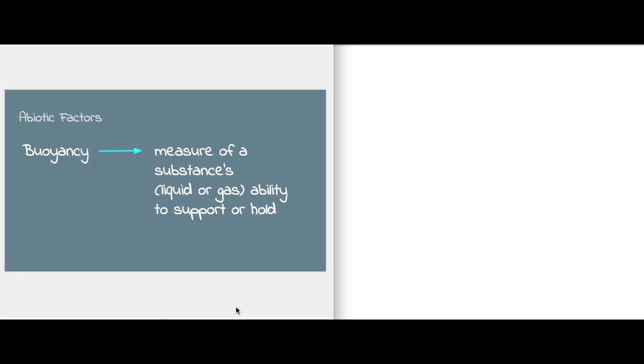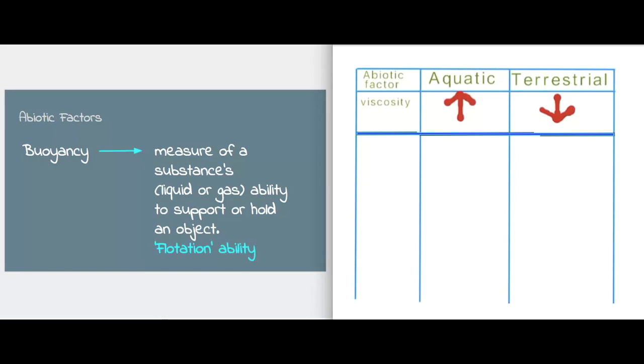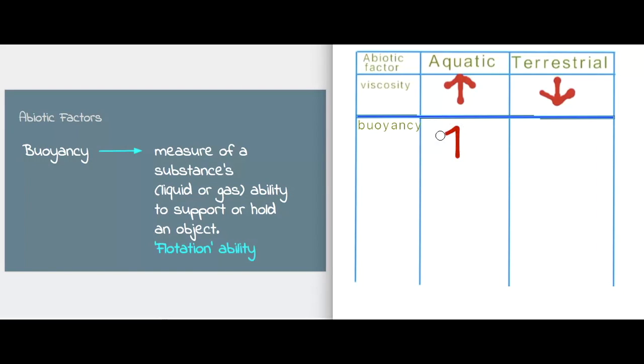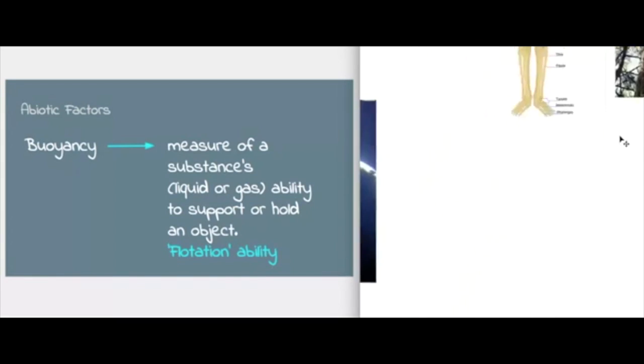The next abiotic factor to compare is buoyancy, which is a measure of a substance's ability to support or to hold an object, so its flotation ability. Now, in an aquatic environment, the water is very buoyant and can easily support the organisms. However, the buoyancy on land is much less, and therefore organisms need to provide their own upward support. So our body's skeleton provides support. It gives us shape, helps us to stand and move around. For plants, a woody tissue called lignin provides structural support, allowing the plants to grow.